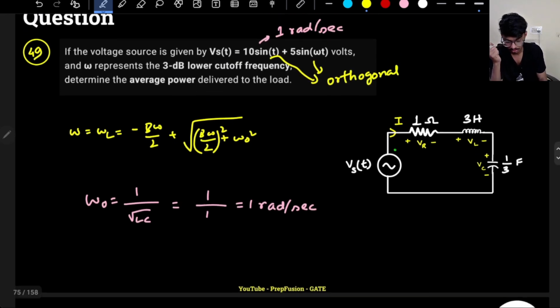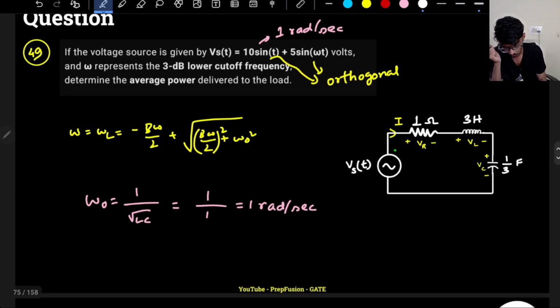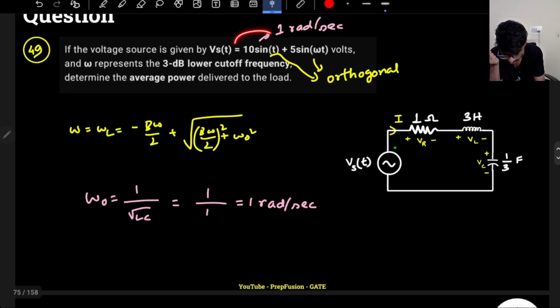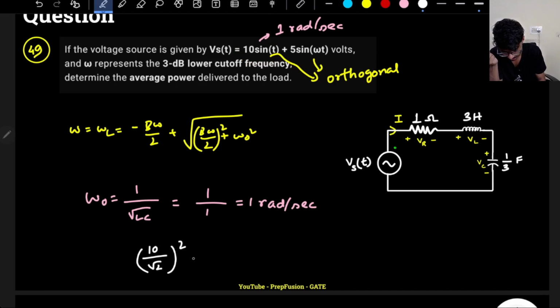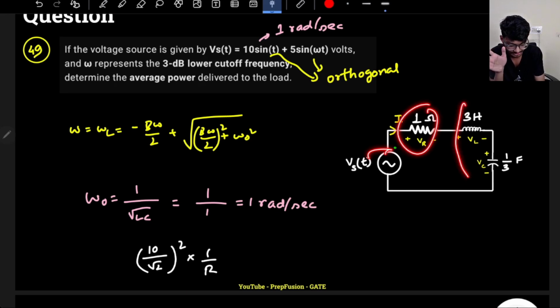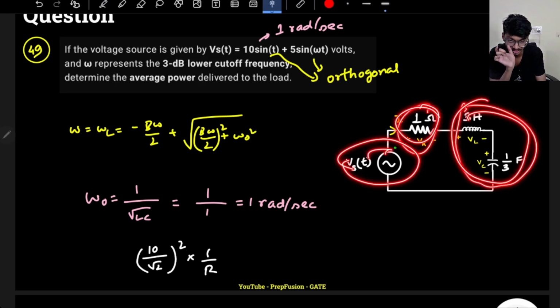Got it? Now what is the power consumed due to this? It will be the RMS voltage value, 10 by root 2, whole square, divided by R. Because the circuit behaves as a purely resistive circuit, this will cancel out, so this will give zero impedance. Ultimately this whole voltage source will be across the resistor only.